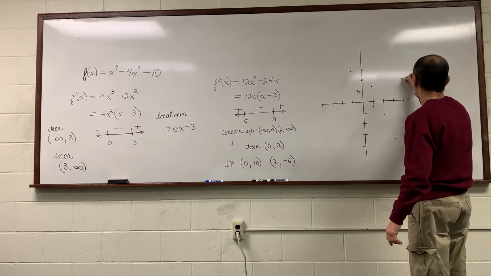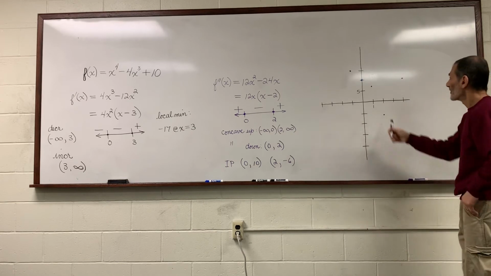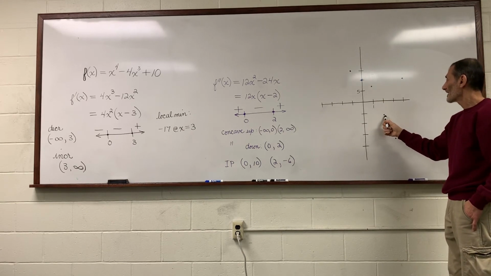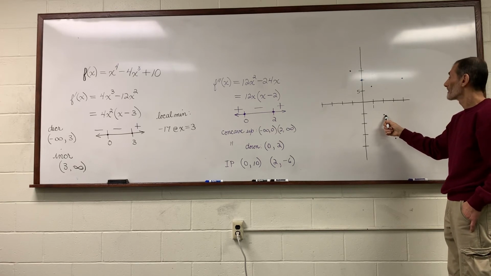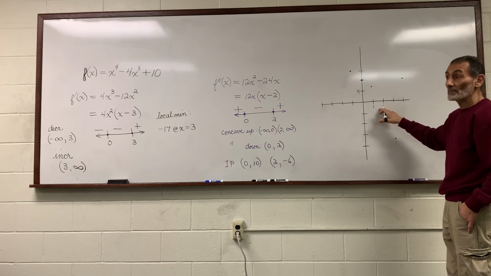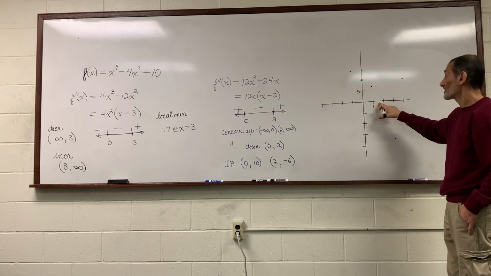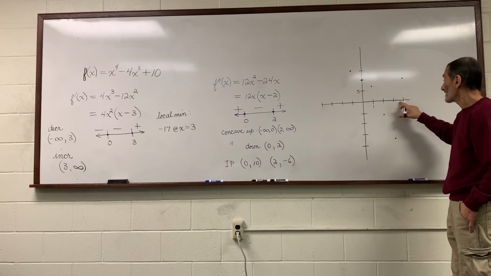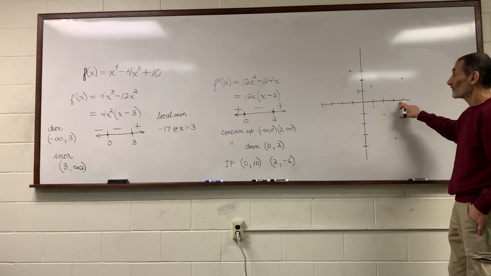Those points are helpful for a couple of reasons. Number one, knowing that the function is positive when x equals 1 and negative when x equals 2 tells us by the intermediate value theorem that we have an x-intercept between x equals 1 and x equals 2. Knowing that the function is negative here and positive there says there's an x-intercept between 3 and 4.